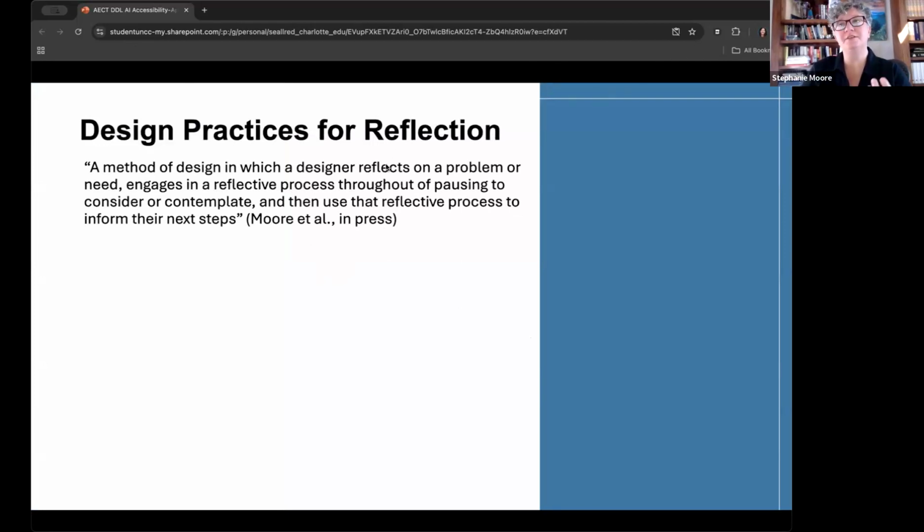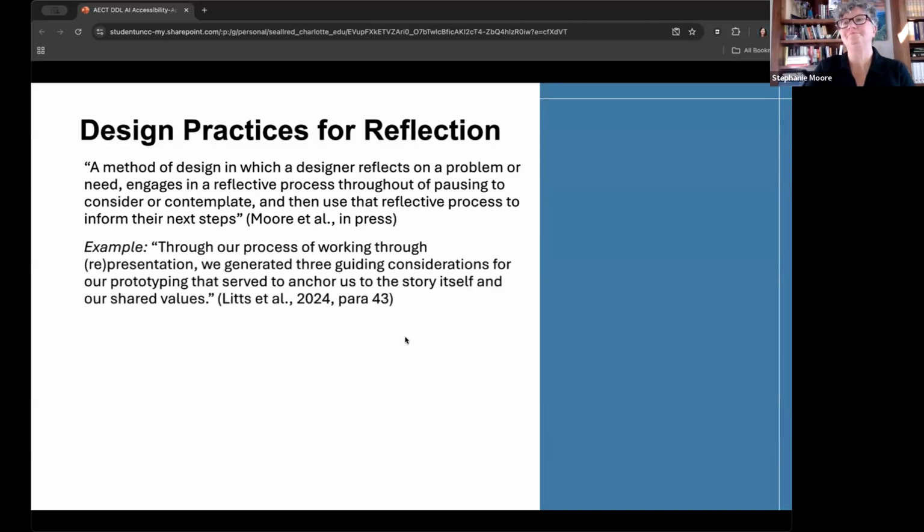So, design practices for reflection. A method of design is one in which a designer reflects on a problem or need and engages in a reflective process throughout, pausing to consider and contemplate, and then uses that reflective process to inform their next steps. An example, again, is the one from Litz and her team, Brianna, up in Utah.